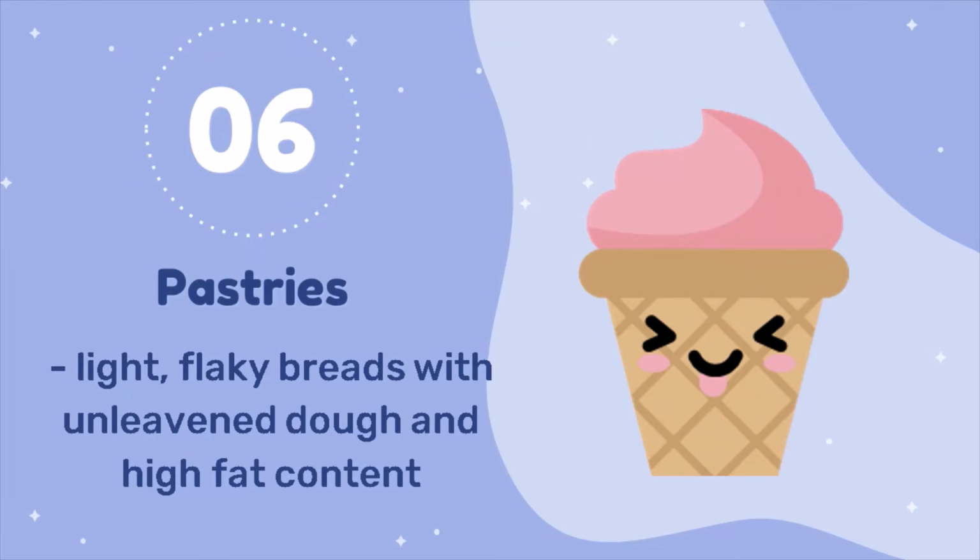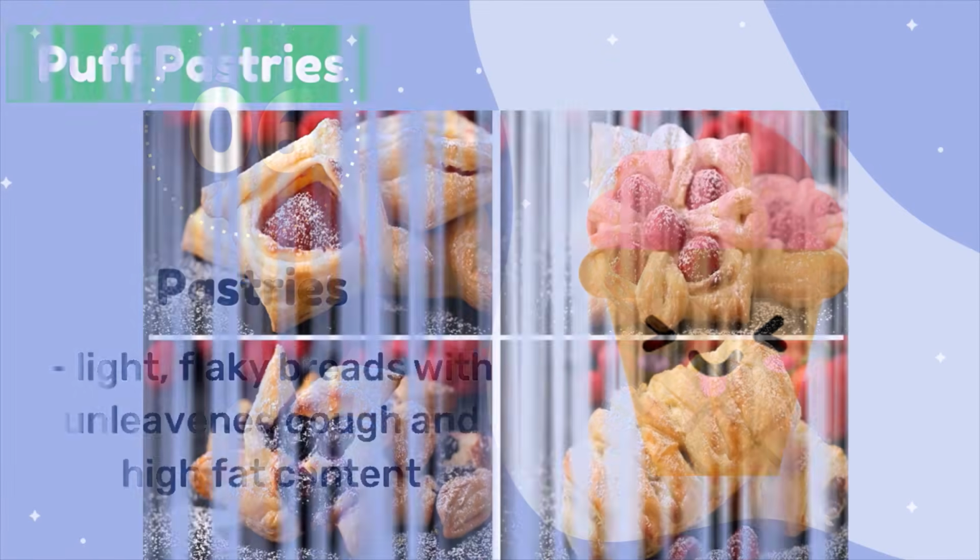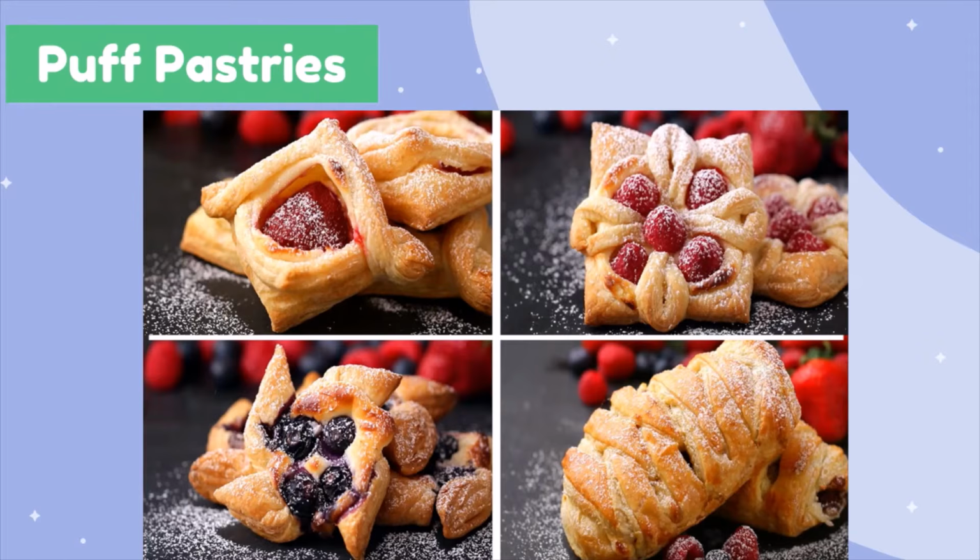Six. Pastries. Pastries can either take the form of light and flaky bread with an airy texture or unleavened dough with a high fat content. Pastries can be eaten with fruits, chocolates, or other sweeteners and are often eaten with tea.